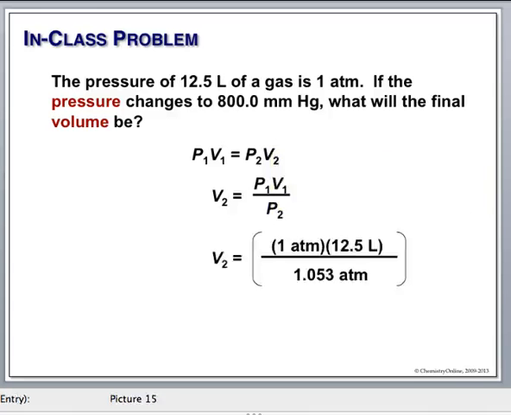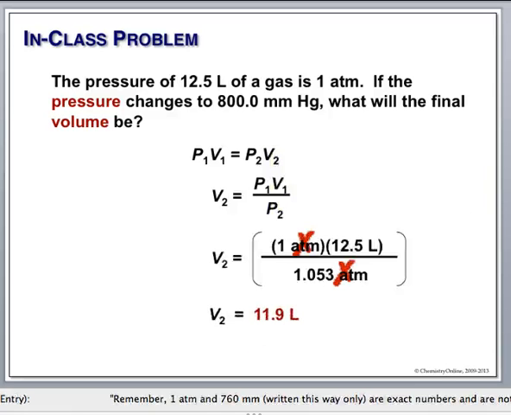All right, so plugging these things in. 1 atmosphere, 12.5 liters, that's V1, P1, and this is P2. Atmospheres will cancel, do our simple math, and this is 11.9 liters. Any questions?